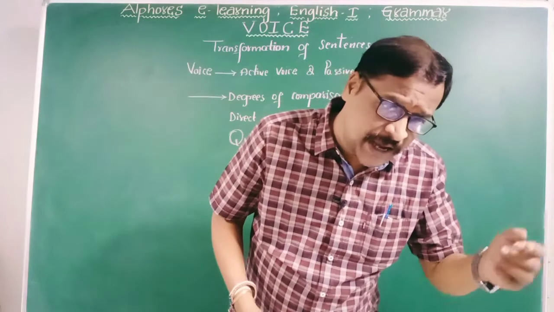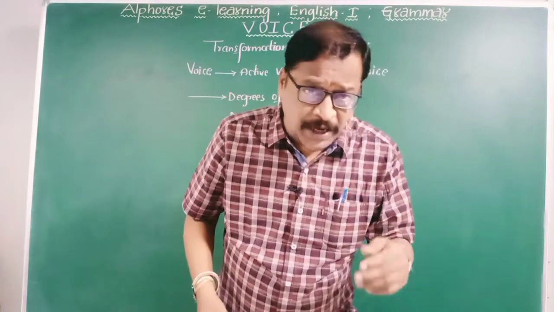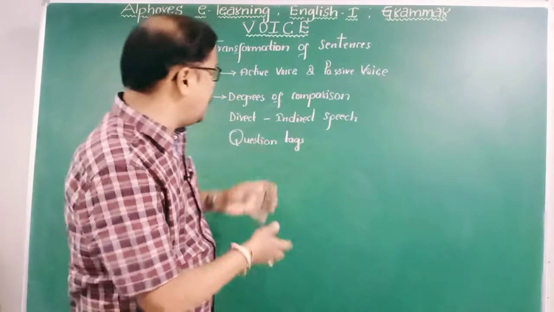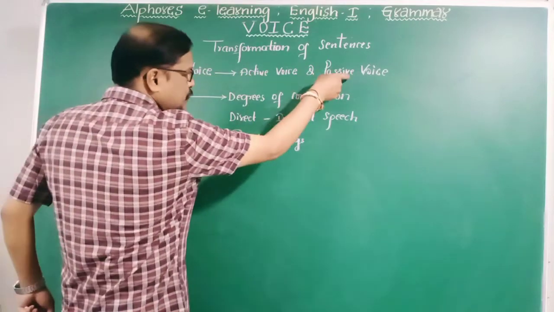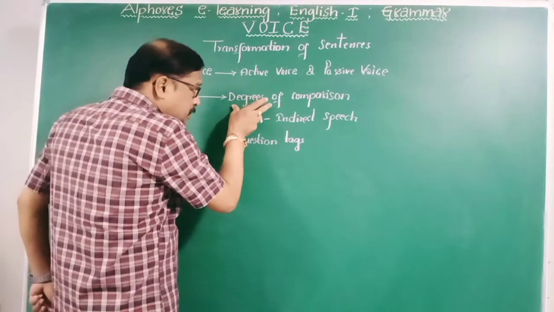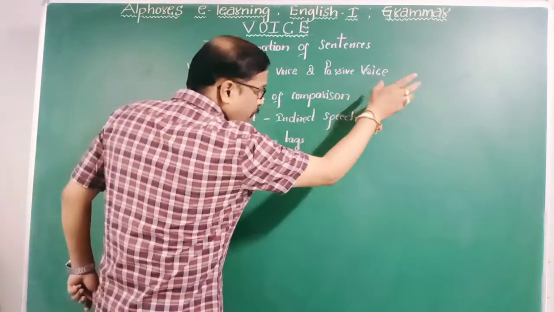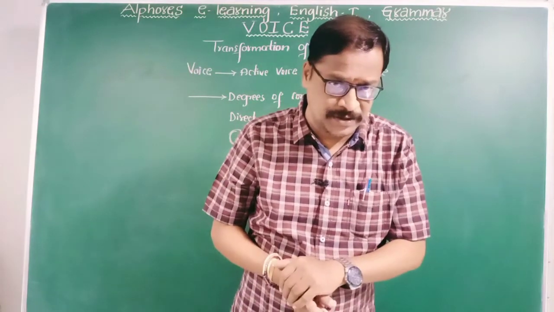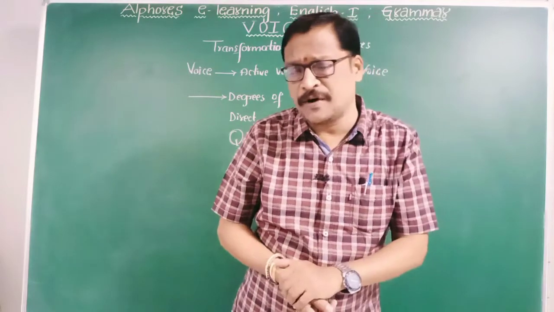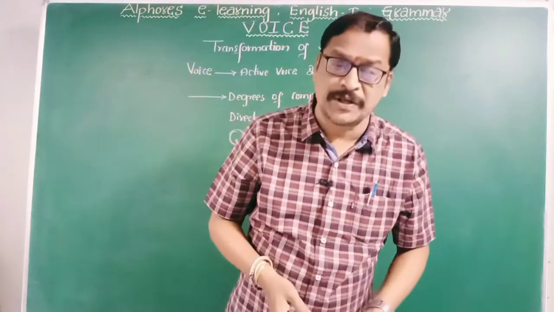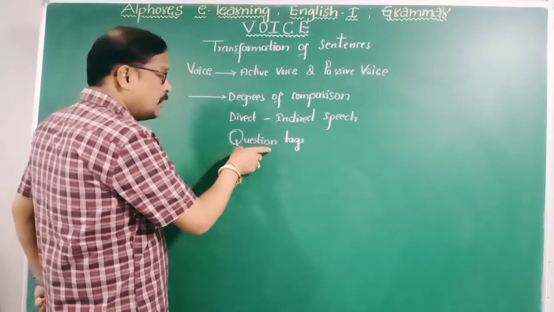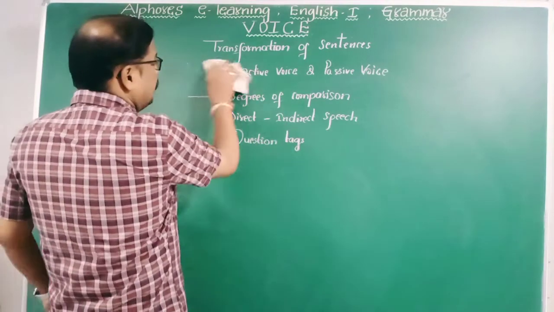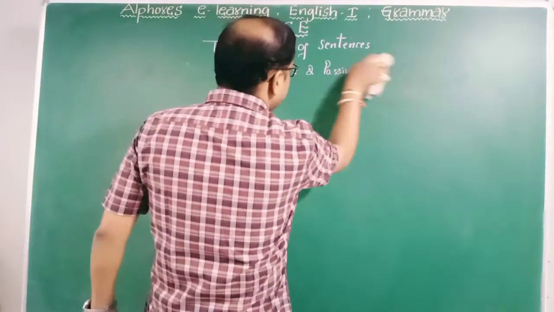A sentence can be expressed in simple sentence, a sentence can be expressed in compound sentence or complex sentence. The meaning is the same. In the same way, a sentence can be expressed in active voice or passive voice. A sentence can be expressed in positive degree or comparative degree or superlative degree. Likewise, a sentence can be expressed in direct speech or indirect speech. To change one form of sentence into another form without changing its meaning is called transformation of sentences. And of course, under that head, we have question tags also. So today in this session we discuss voice.